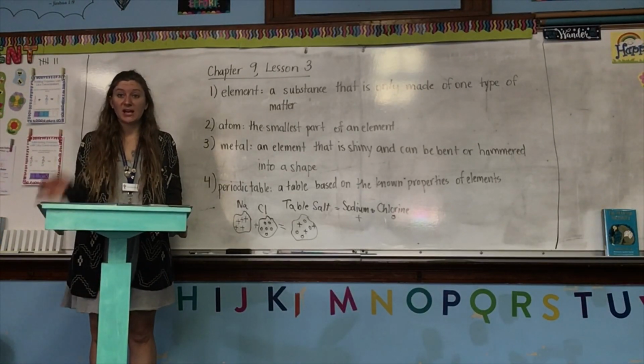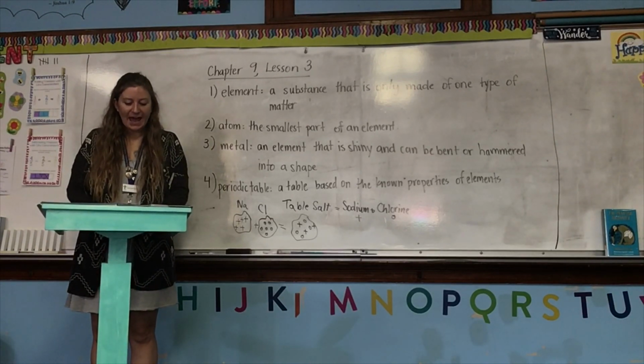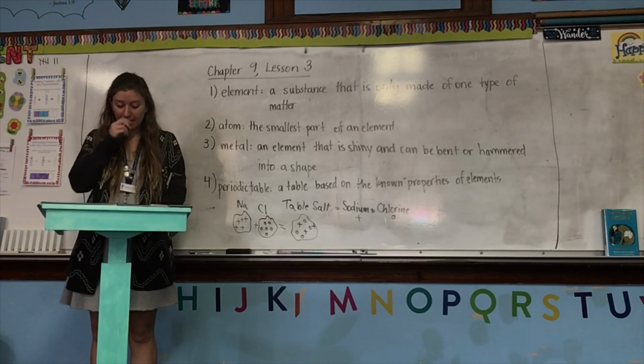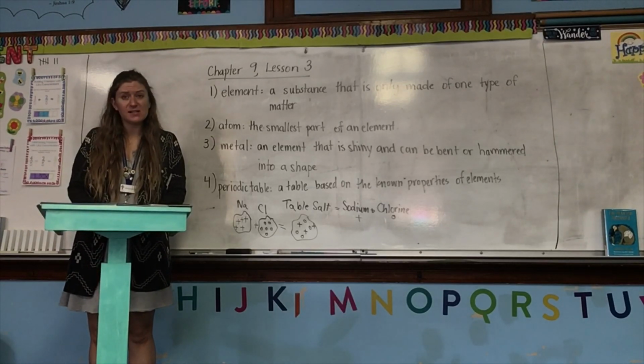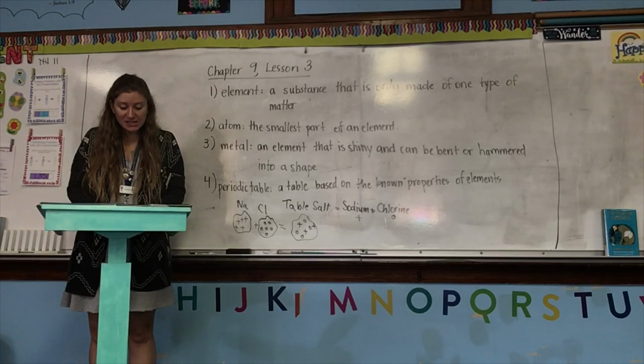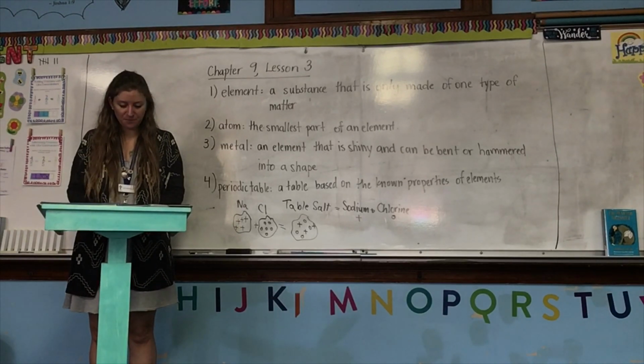Okay, go ahead and turn to page 436, and then read with me. How do scientists use the periodic table? When Mendeleev arranged the elements in a table, he saw a pattern. Elements with similar properties were grouped near one another. Scientists use these patterns to predict how an element behaves.